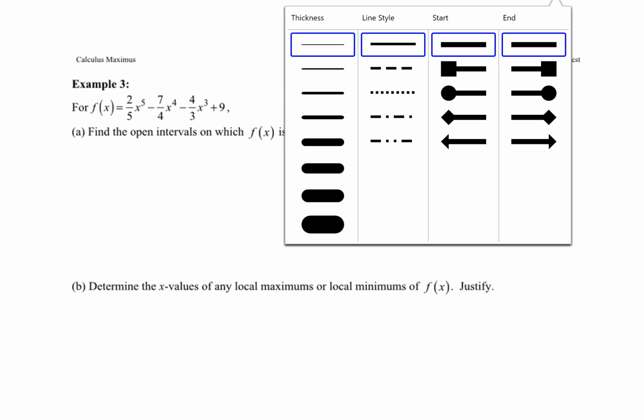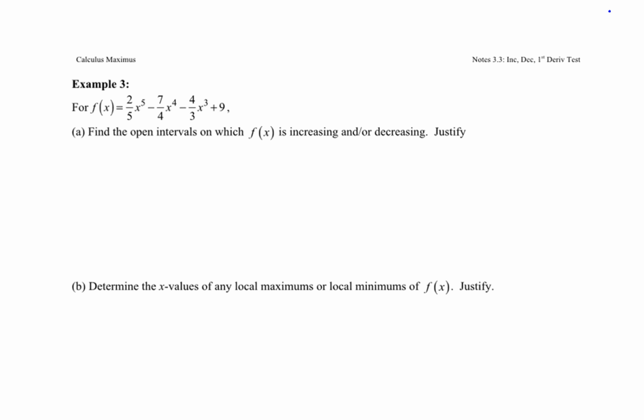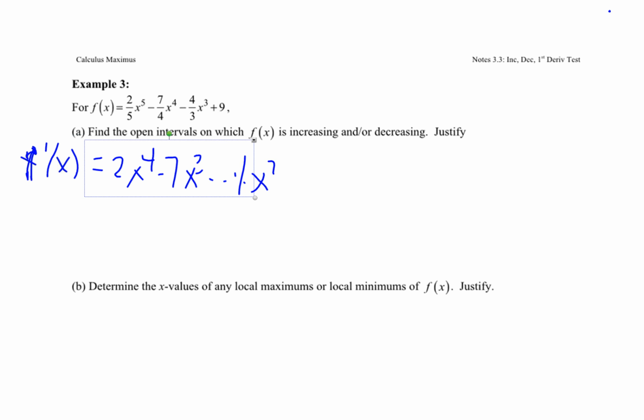I'm going to try a smaller pen, maybe this will work. All right, so we're going to need to find the critical values. We have a polynomial function, it's continuous everywhere. So if we take the derivative, f prime of x, yeah, that looks like f prime, right? We have 2x to the fourth minus 7x cubed minus 4x squared. That's a minus 4x squared.